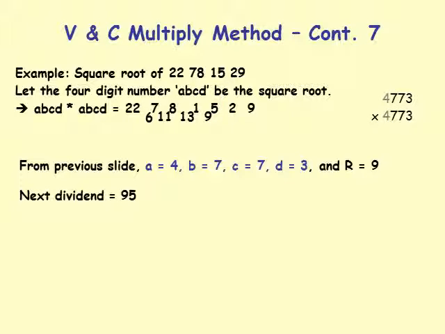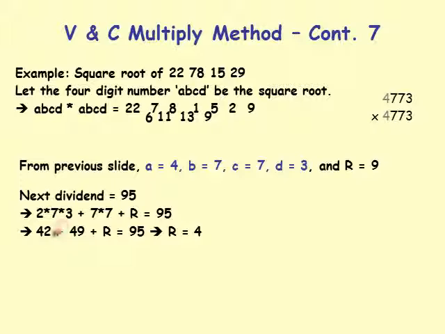95. Let's continue here. And now we have this 4773 times 4773. We use all the digits. We start dropping columns on the left. So that means 7 times 3 plus 7 times 3, that's 2 times 7, and then multiply 7 times 7 plus R is 95. So this part is 42, this is 49, and plus R is 95. That means 42 plus 49 plus R equals 95. That means R is 4.